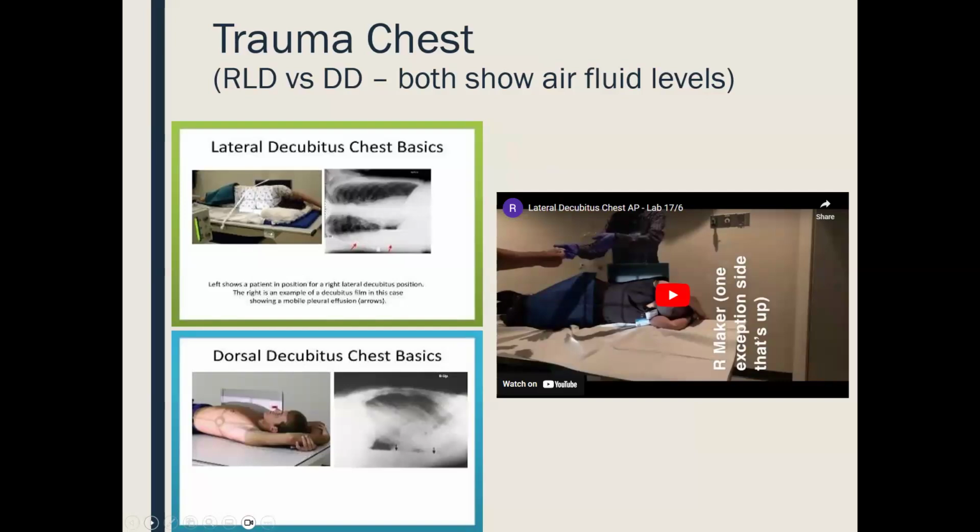For the trauma chest procedure, this video is like a 4-minute video we're not going to watch. When you have a patient that can't stand or sit up, something important for you to know: the patient should always lay in this position, the left lateral decubitus, for at least 5 minutes prior to the exposure. This is so the air can rise and fluid and ascites can sink to the bottom. And you can see that on this image here.